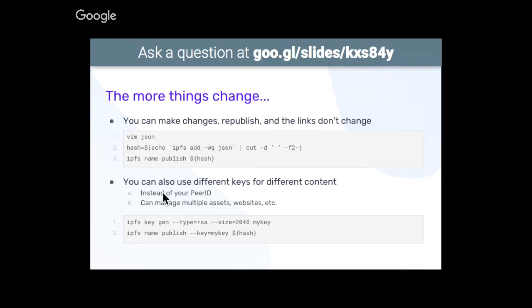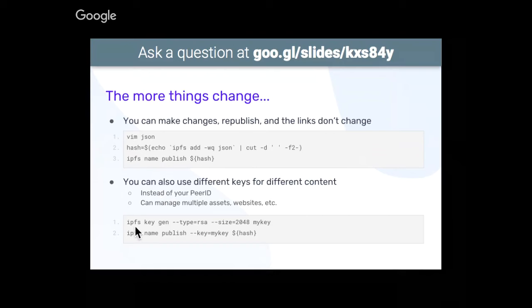You can also use different keys for different content. And actually, while you're at it, you can go ahead and make edits to your JSON file and update it and see how that works. But anyway, for added flexibility, you can use different keys for different content. And this is pretty easy to do.